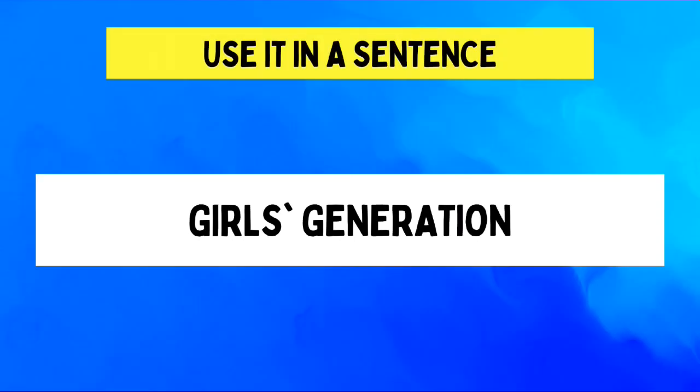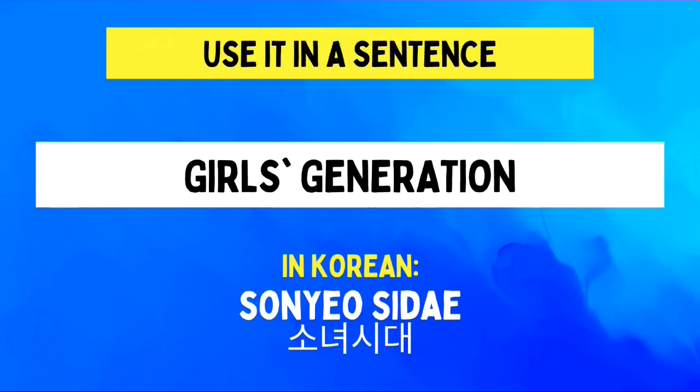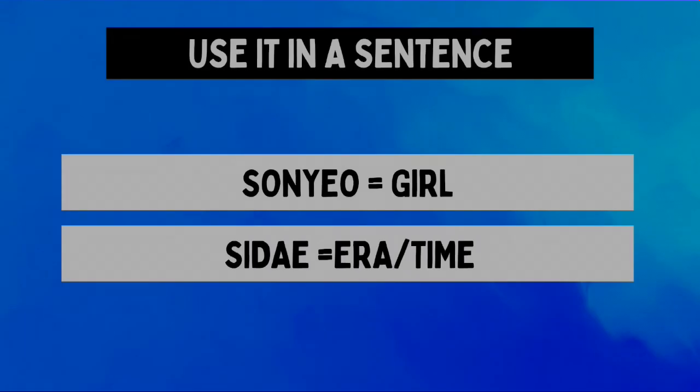Now let's try to look into this example phrase. It says, girls' generation. Again, girls' generation. This is actually a name of a K-pop group. And in Korean, this is translated as Sonyeosidae. Again, Sonyeosidae. This is also the term flashed at the beginning of the video.